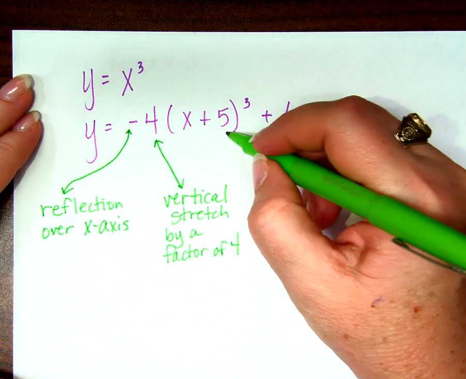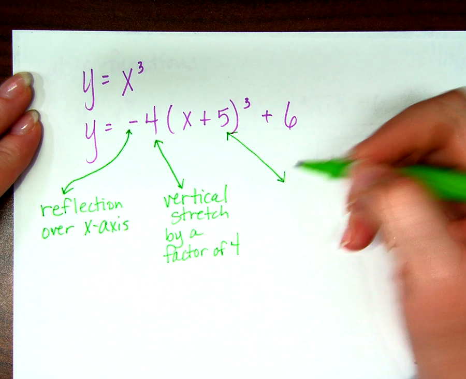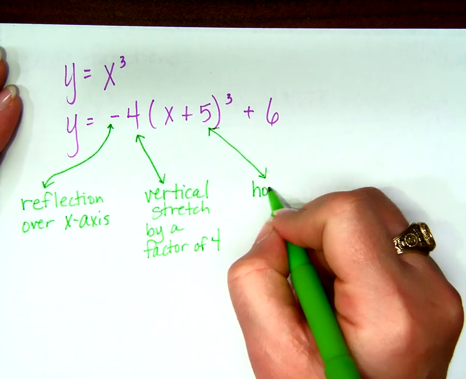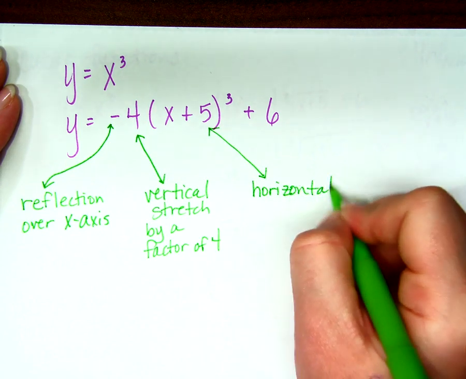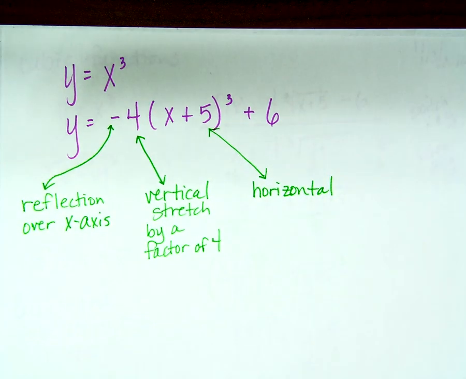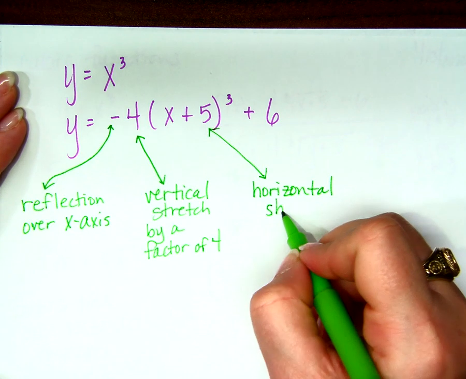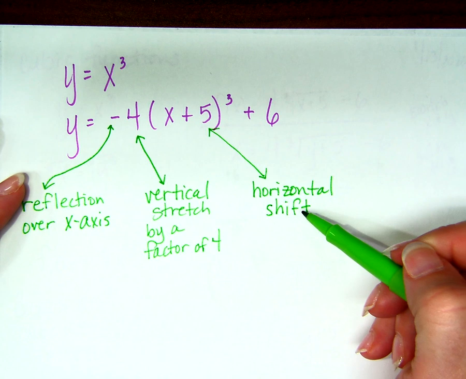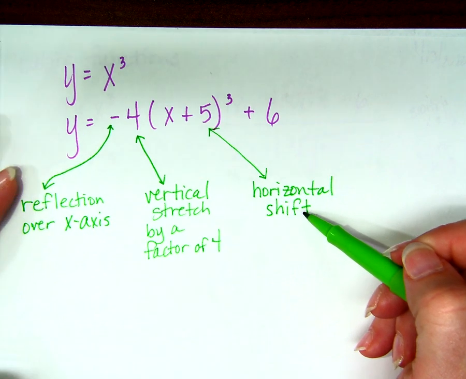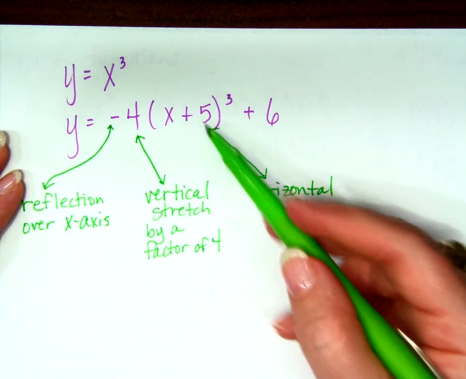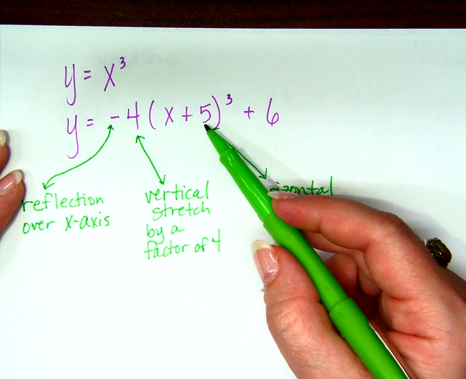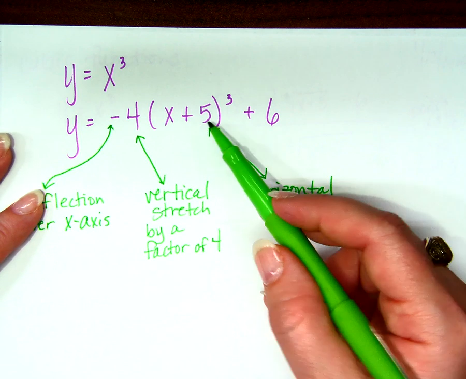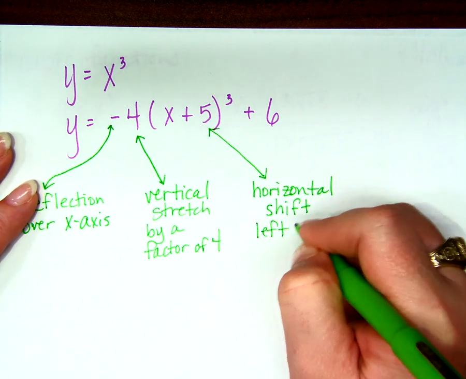What's next? The 5, okay? The 5 is where? If it's inside, what kind of change does it cause? Horizontal. It's being added or subtracted, so it causes a shift. And what's the most important part of that word? The F. Don't forget that. Since it's inside, it's going to move opposite of what we think. We think it should move right because it's plus 5, so we know it's going to go left 5.